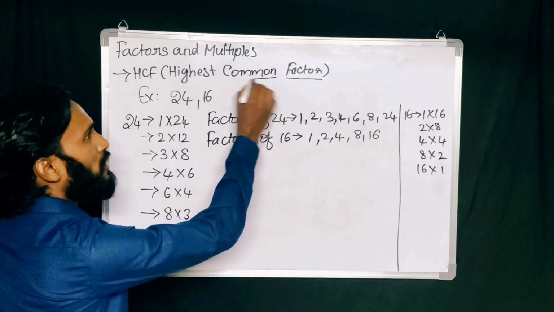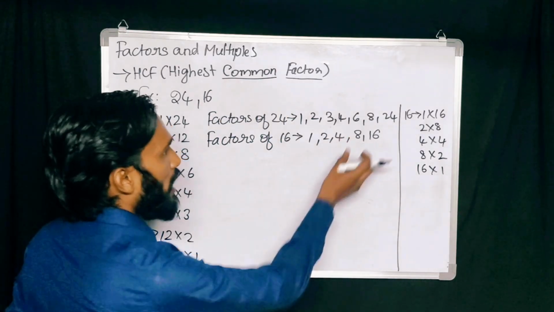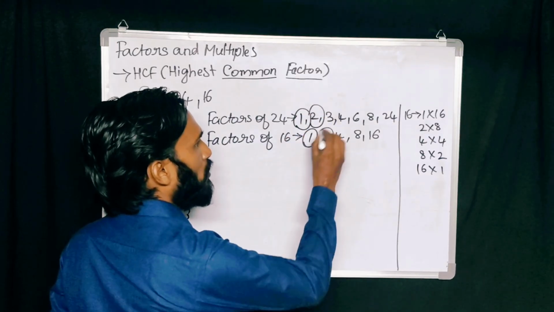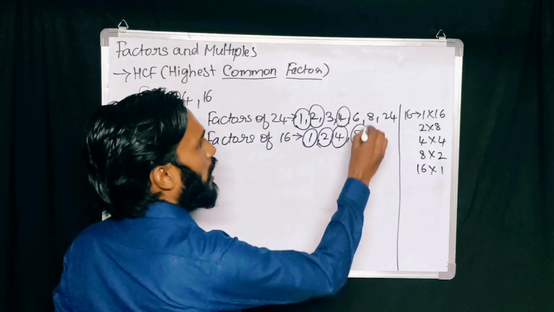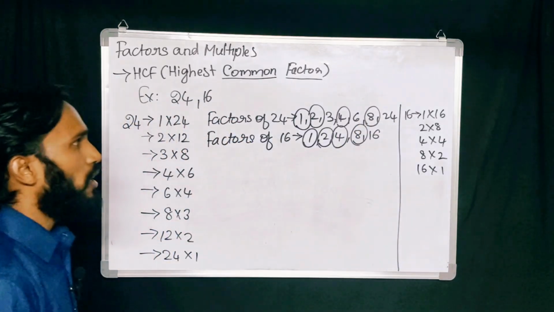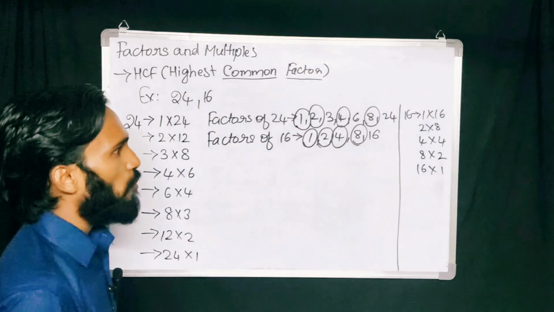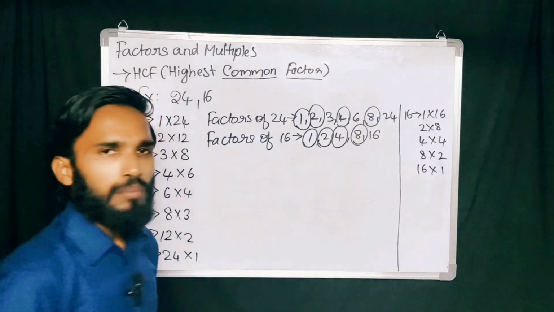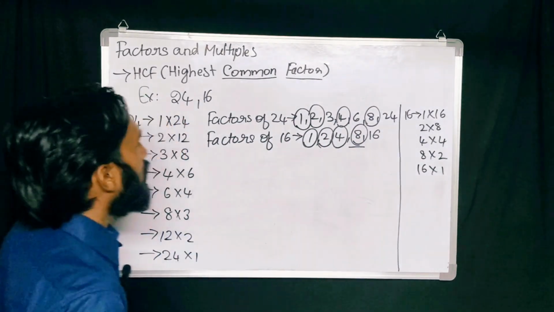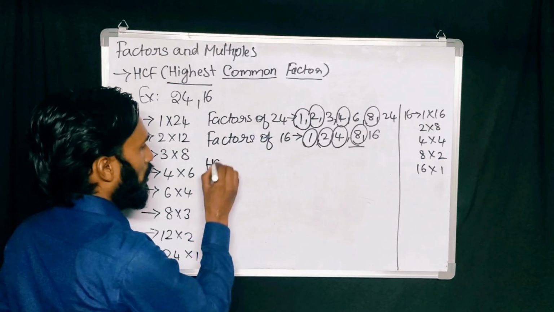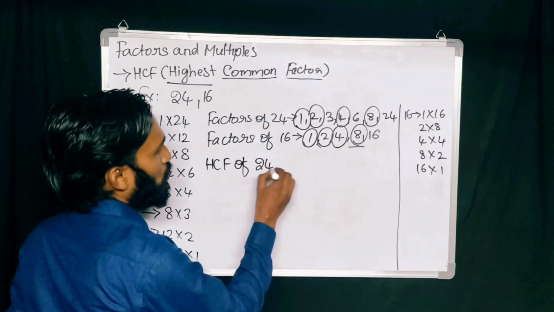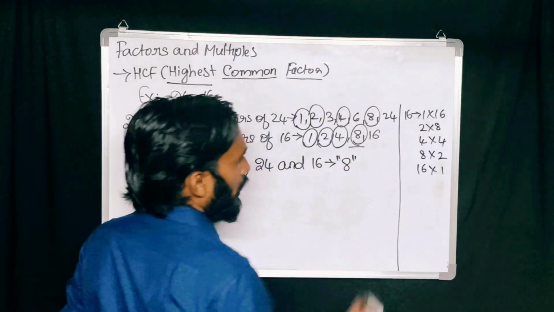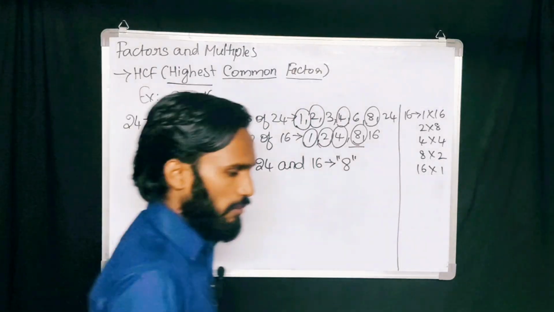Now the next step is to find the common factors we have here. We have common factors 1, 2, 4, and 8. Among these common factors, what is the biggest number? In 1, 2, 4, 8, the biggest number is 8. So now come to highest. The HCF of 24 and 16 is 8.